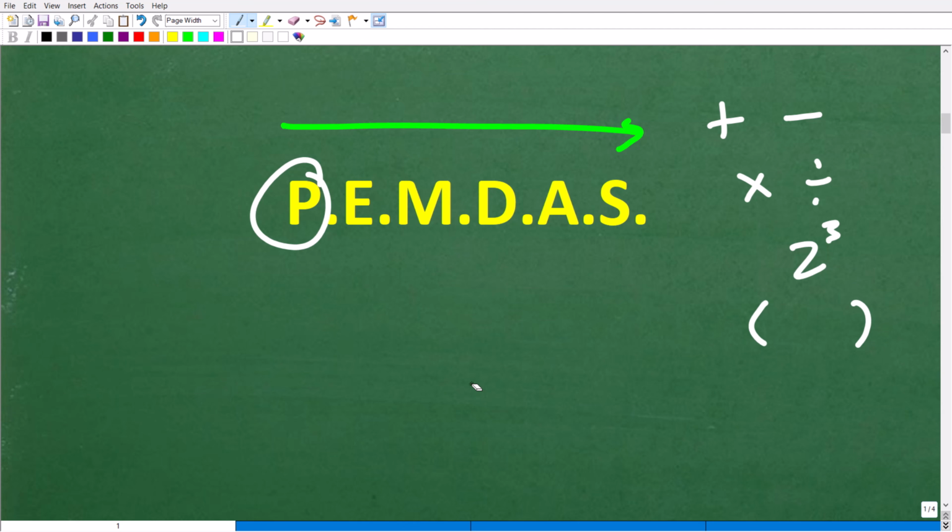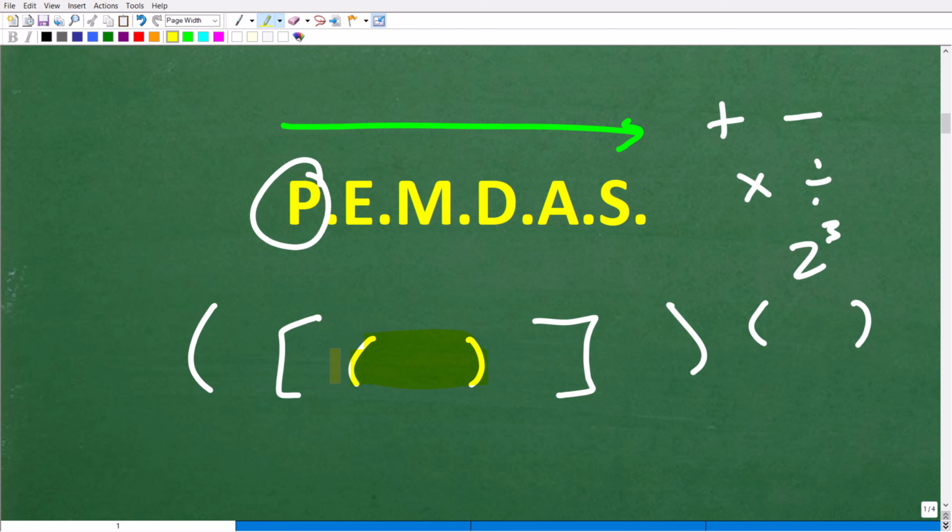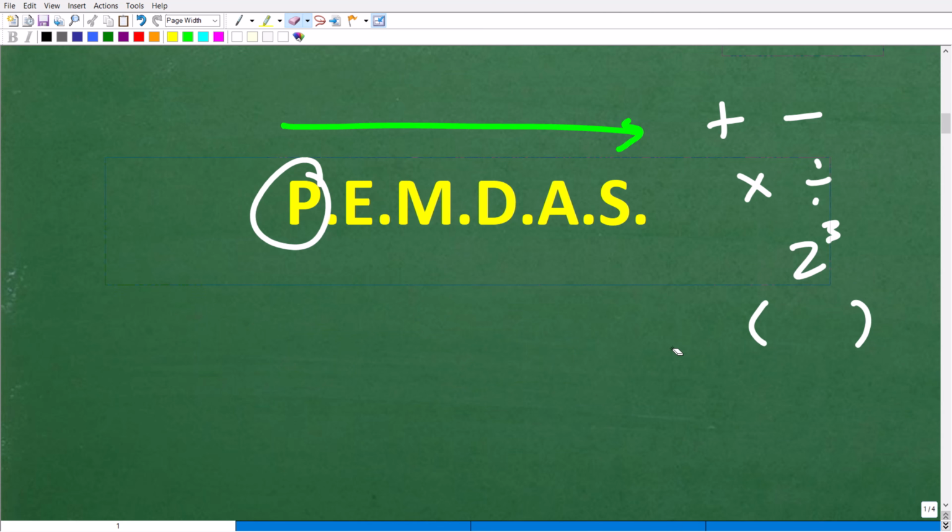Now, if you have a math problem where you have parentheses, brackets, and then even other parentheses, you're like, well, what do we do? Well, you always start from the innermost parentheses first, or innermost grouping symbols, and then you kind of work from the inside out. Okay, so you do what's inside of here, and then you kind of do what's inside of here, and then you just keep expanding. All right, now this is not a full lesson on the order of operations.